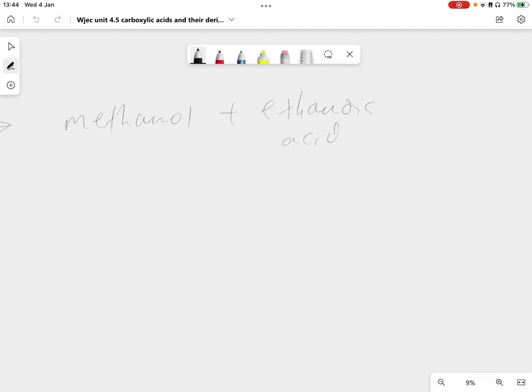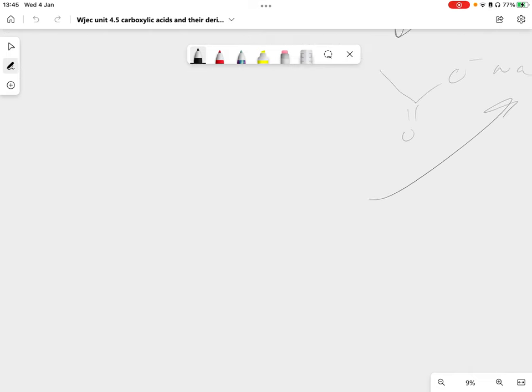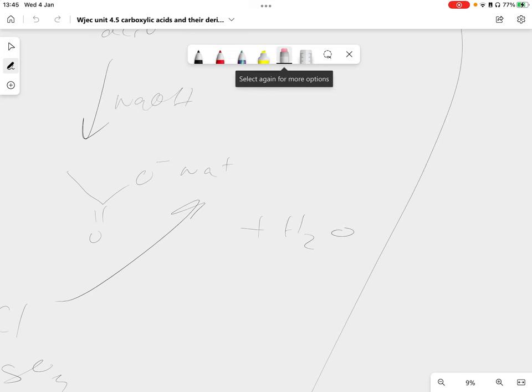This ethanoic acid will then react with the NaOH because it's in excess, and this will form sodium ethanoate. I won't be lazy, I'll draw it. It looks something like this. And water, of course. However, this can be easily rectified. You just have to acidify the solution with a strong acid, so use HCl or even H2SO4 again, to reprotonate it, and you'll get rid of the Na+ and reprotonate with the hydrogen, forming your ethanoic acid again.